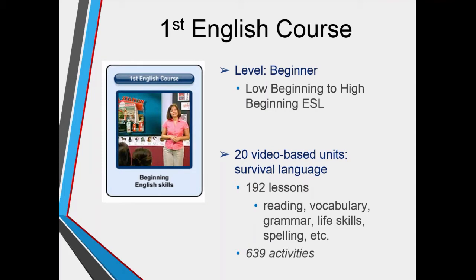Don't be shy, everybody. Okay, so let me tell you a little bit about the first English course. As the name kind of suggests, it's for beginners. It's actually low beginning to high beginning ESL. The first English course is made up of 20 video-based units that include survival English language skills. There are 192 lessons, which include reading and vocabulary and grammar and life skills, spelling, et cetera, with a total of 639 different activities in the first English course.